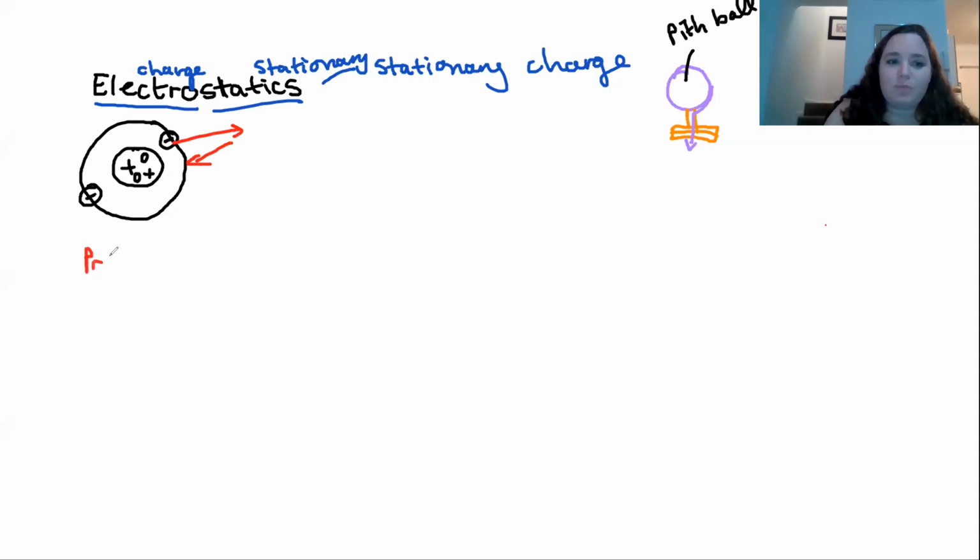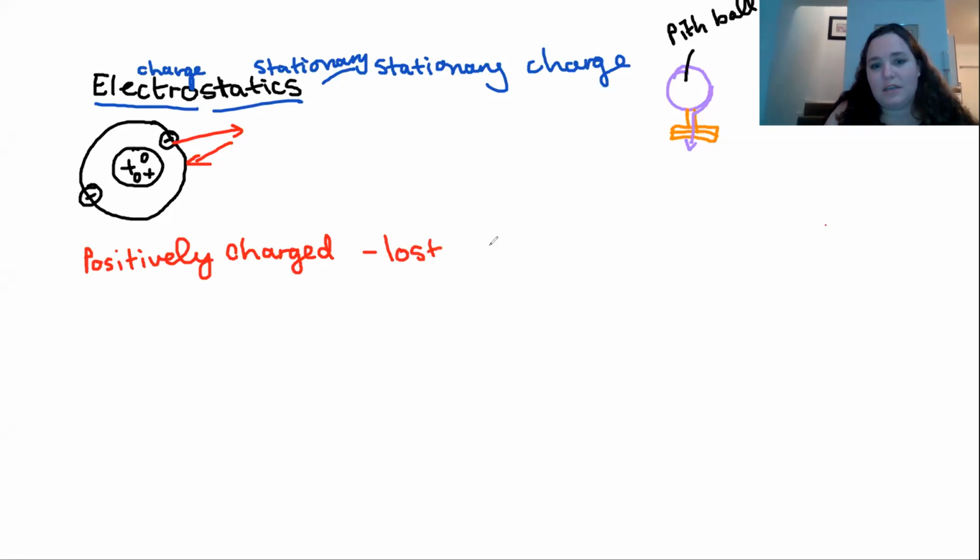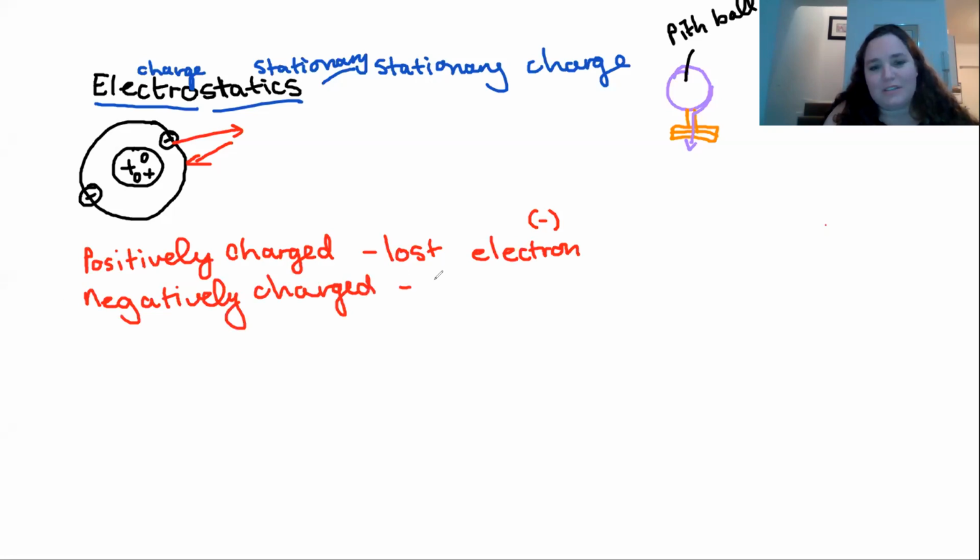If an object is positively charged, it is positively charged because it has lost electrons. Remember that the charge on an electron is negative. If something is negatively charged, it is negatively charged because it has gained electrons.